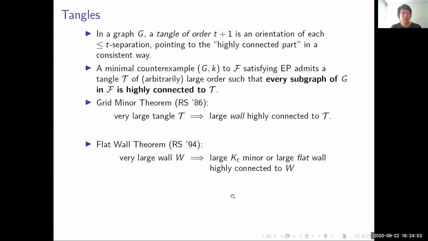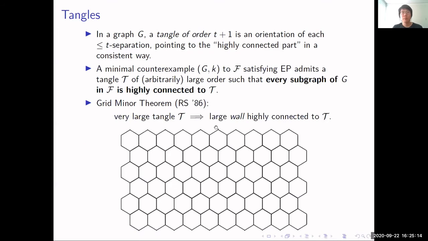The so-called flat wall theorem of Robertson and Seymour, also called the weak graph structure theorem, says that if you give me a large wall, then I can either find you a large complete graph minor or a large piece of the wall that is flat, which I won't define here, but it means that the perimeter of the wall forms a separation, and inside the separation, this part of the graph is almost planar, roughly.